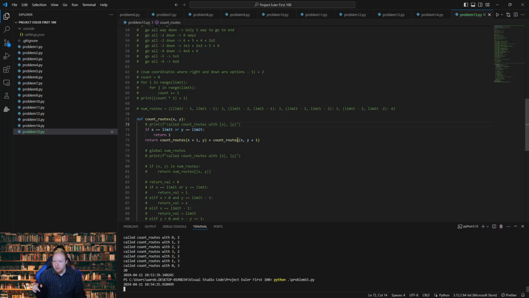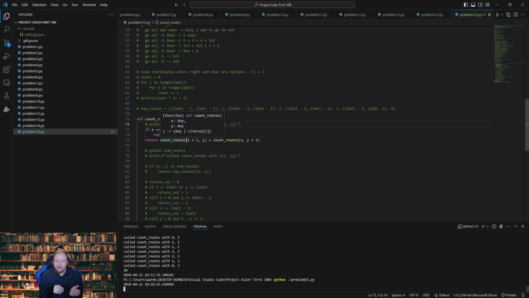And then we're calling it with 1, 1. Neither of those are the limit, so we call it with 2, 1, and 1, 2. Both of those are the limit, so that's a 2. And obviously this gets pretty complex pretty quickly.